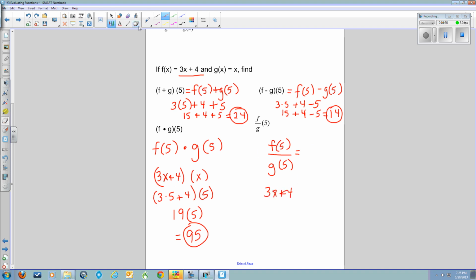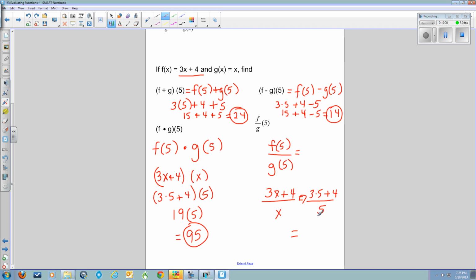I don't know why this pen is not working. So that means we're saying 3x plus 4 over x, and then just plugging the 5 in place of it. So that means we have 3 times 5 plus 4 over 5.